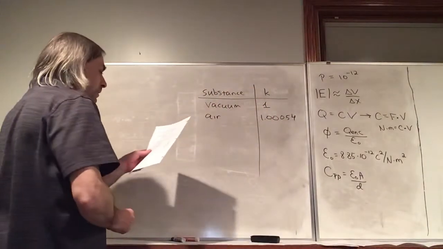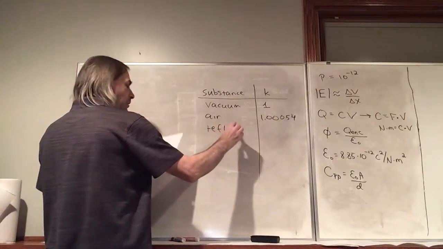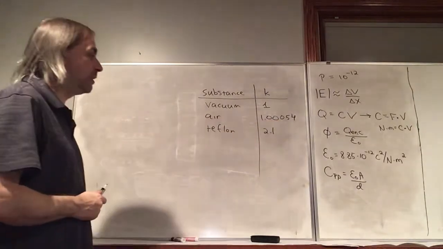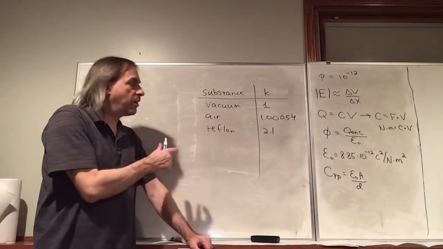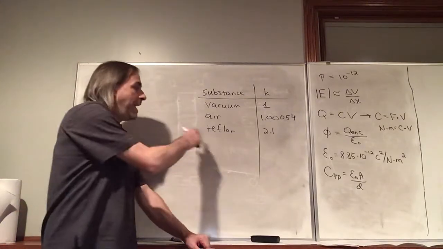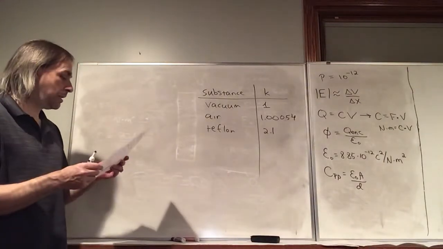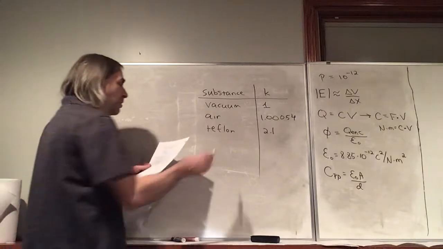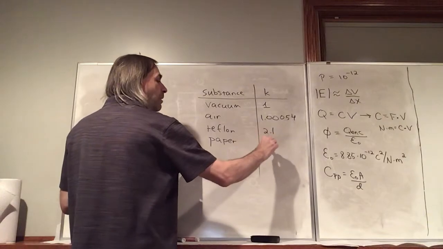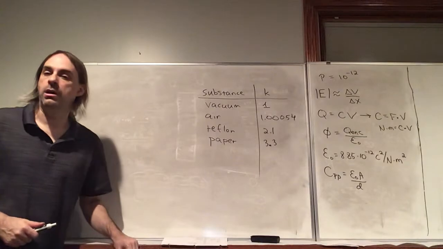Teflon, that would be 2.1. And again, that's a very significant number there. It's like the electric field inside Teflon, or between the plates of the capacitor, would only be half of what it would be otherwise. So paper is 3.3. That one could be significant as well, not just numerically, but we'll see where we can actually use paper in the construction of a capacitor.